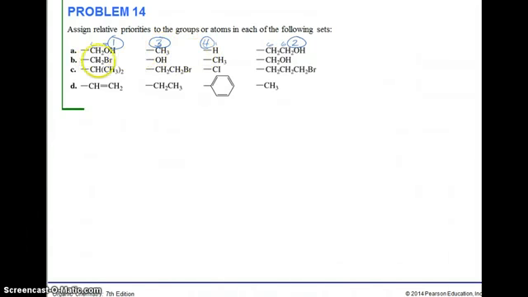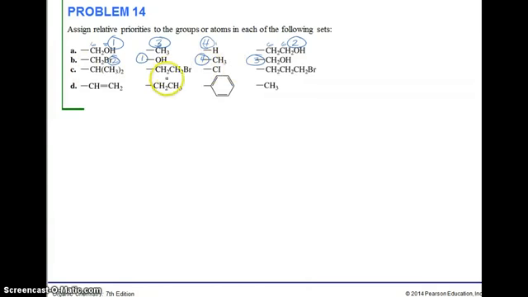So for B, oxygen has top priority here. And now we're going to look at our carbon groups. We have a carbon attached to a bromine, we have a methyl, and we have a carbon attached to an oxygen. So the bromine is going to take the higher priority here, followed by the oxygen, then the methyl.